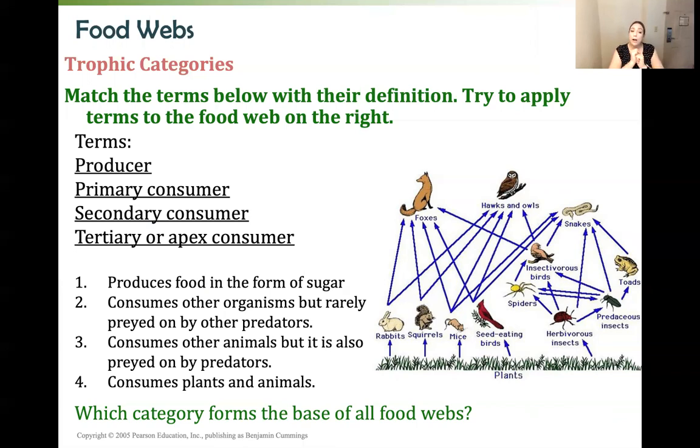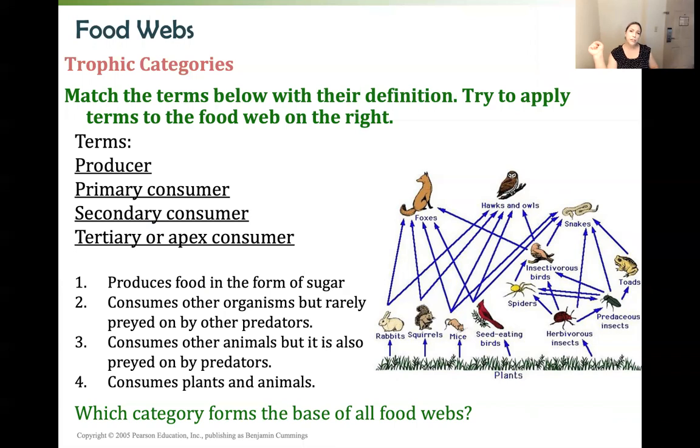We have a secondary consumer. It eats other animals, but there are things that eat it as well. We have the tertiary consumer. Those are the predators at the very top of the food web. Things don't really eat tertiary predators very much. And then finally, my last definition, number 4, consumes plants and animals. That would be an omnivore, and that would be a primary consumer.